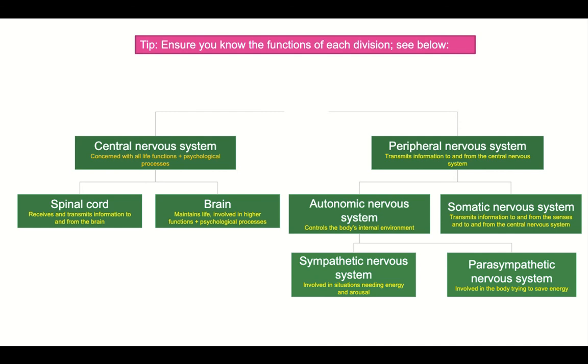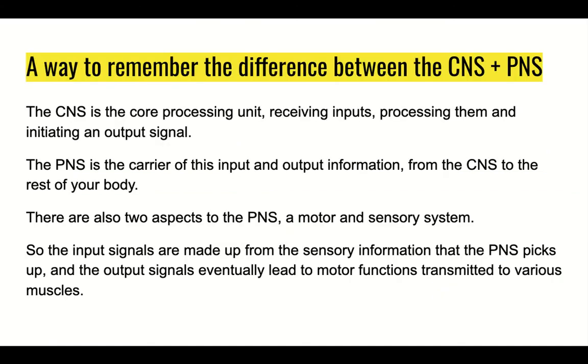Okay, so once you've digested that, we're just going to have a very quick overview of the introduction to the nervous system that we've just been through. So really just a way to remember the difference between the two major divisions, the CNS and the PNS. So we can think of the CNS as the core processing unit, receiving, processing, and initiating output signals. Whereas the PNS is the carrier of this input and output information from the CNS to the rest of the body. So it's a communication system, if you like.